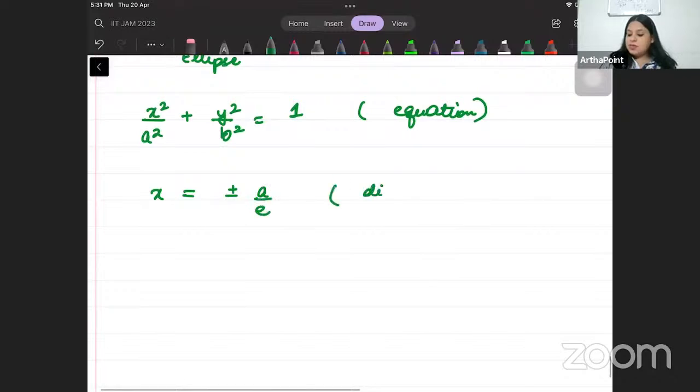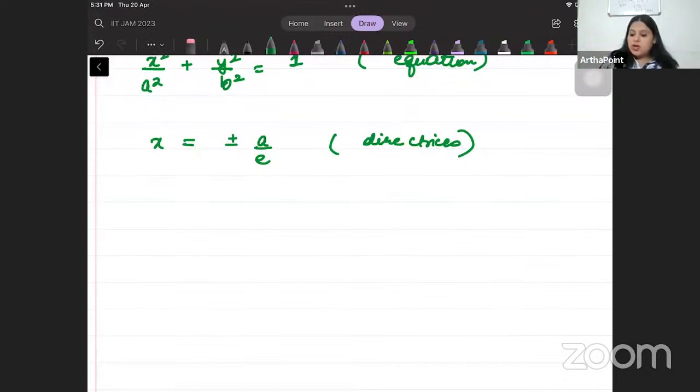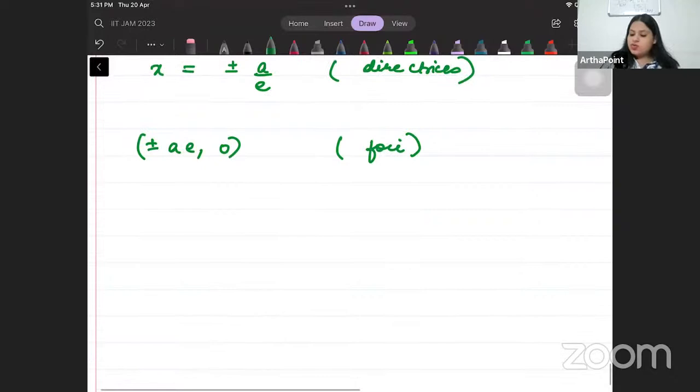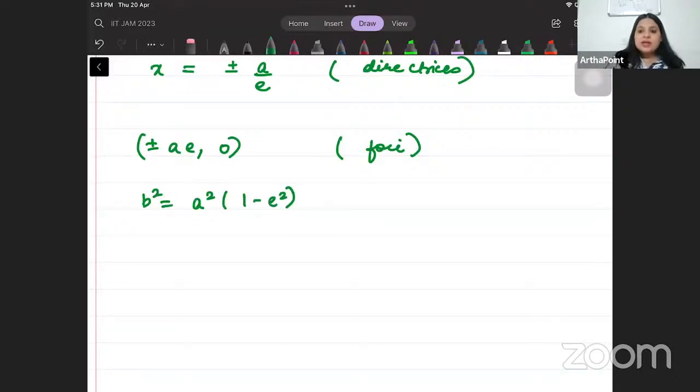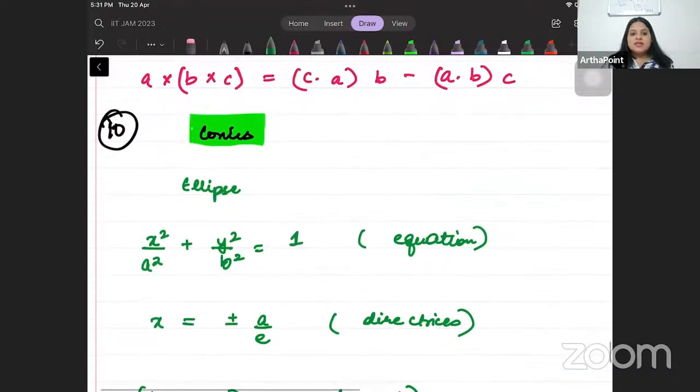These are the directrices of the ellipse. Then they can ask you about the foci of the ellipse. So that is plus minus ae, comma 0. That's the foci of the ellipse. Okay. I can't think of anything else, but they can ask you about eccentricity also. So let's write that too. The eccentricity relation is b square is equal to a square, 1 minus e square. Okay. This is all about the ellipse.